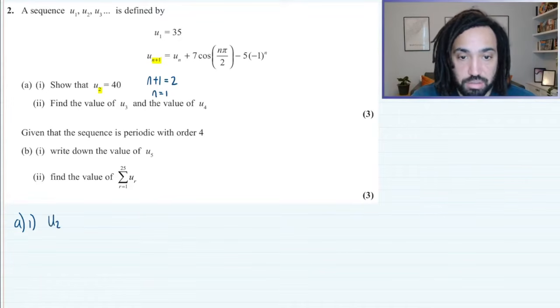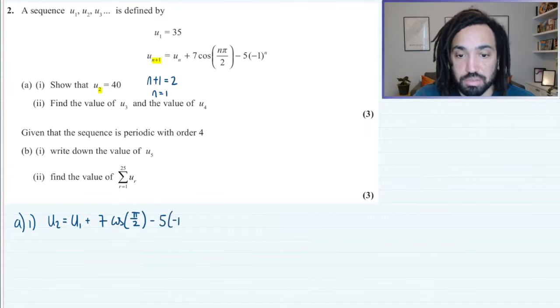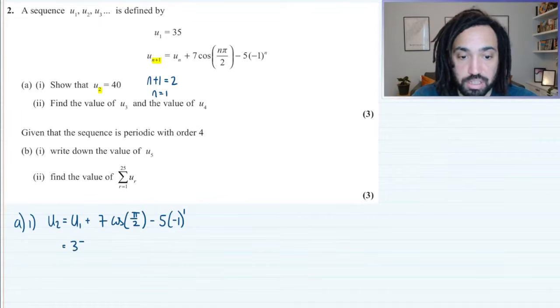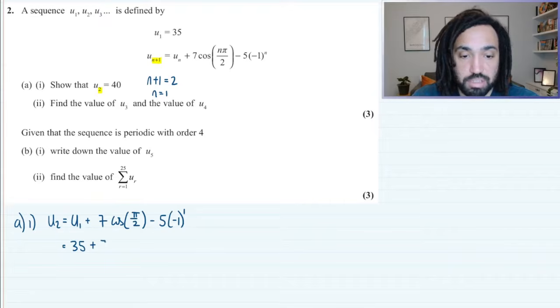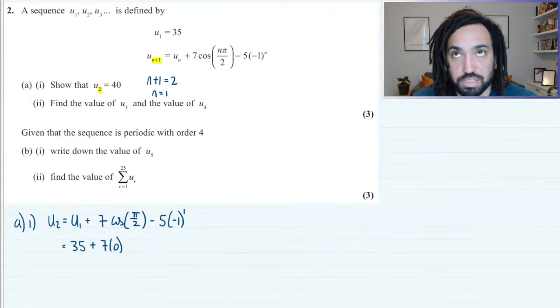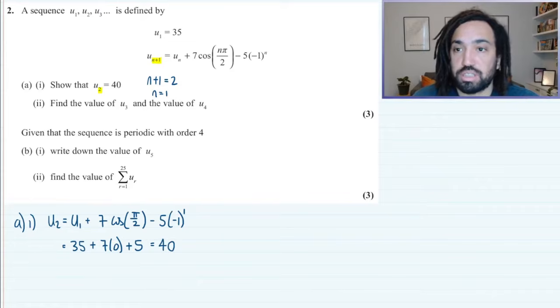Okay, so we can say that u2 is equal to, if n is 1, then that's u1 plus 7 lots of cos n is 1, so that's pi over 2, minus 5 lots of minus 1, again n is 1 to the power 1. Okay, so u1 we know is 35, plus cos of pi over 2 is 0, so that's just 7 lots of 0. I'll just put it in there because it is a show that question, so I want to show all my working. Minus 5 times, and then minus 1 to the power 1 is just minus 1, times minus 5 is plus 5. And this clearly equals 40. So we are good, that is done.